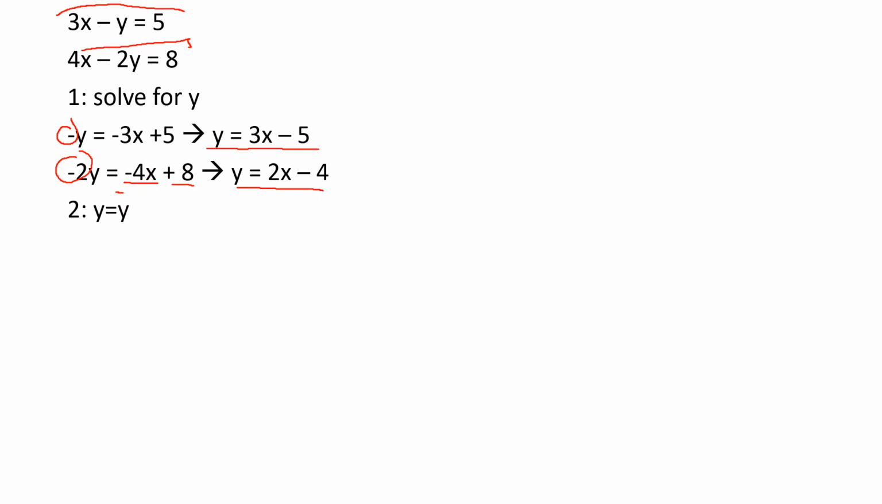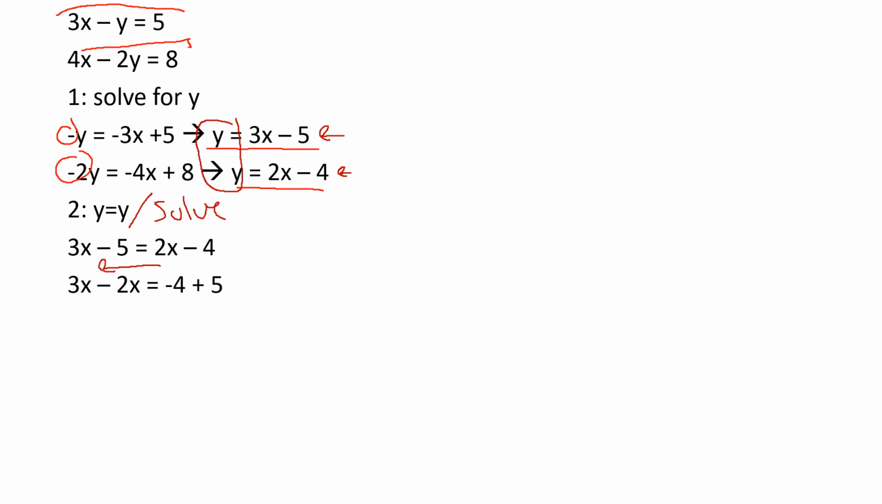Step 2, let me kind of clean this up for a second. Step 2 is to set them equal to each other. y equals y. So I'm going to have 3x minus 5 equals 2x minus 4, because y equals y. So step 1, solve both for y. Put them both in y equals form. Step 2, set them equal to each other. Well, I should have put step 3 here, and solve.